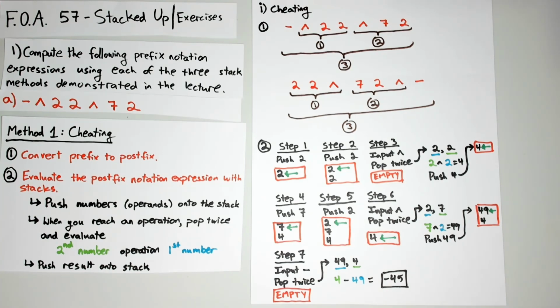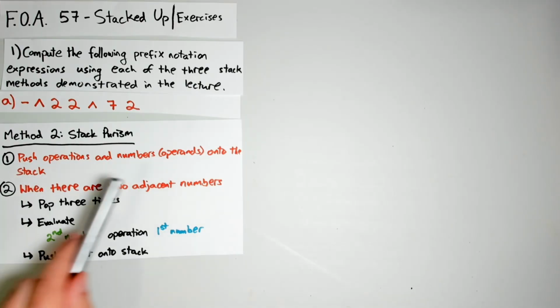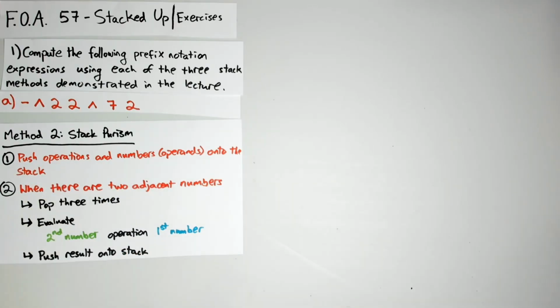Okay, so now if we do this with other methods, we should still be getting negative 45. It's just that the steps along the way are going to look a little bit different. So for the second method, we're going to be using the stack purism method. And recall with this method, it was nice because we could immediately use stacks and we didn't have to do any converting. But the caveat is we'd have to push both operands, right, numbers, and operations as well onto the stack. So not just numbers, but also the actual symbols themselves that are combining the numbers.